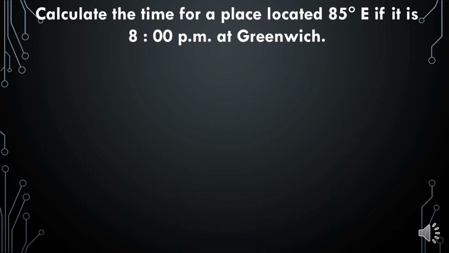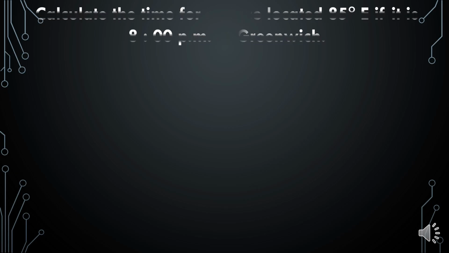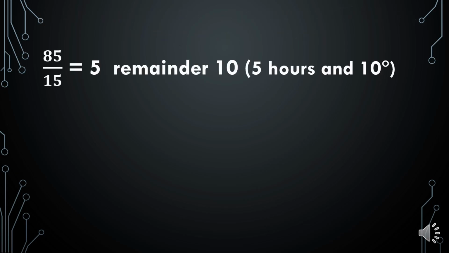Another question. Calculate the time for a place located 85 degrees east if it is 8 p.m. at Greenwich. Now we're calculating a place east of Greenwich. When we work out the difference in time by dividing our longitude 85 degrees by 15 degrees, our answer will be 5 and remainder 10, which means 5 hours and 10 degrees.